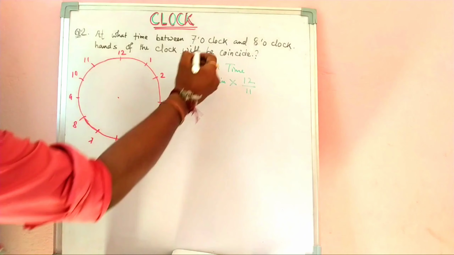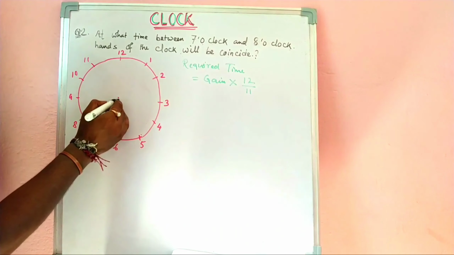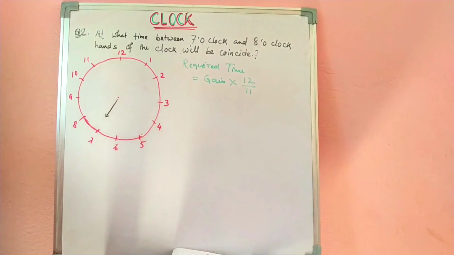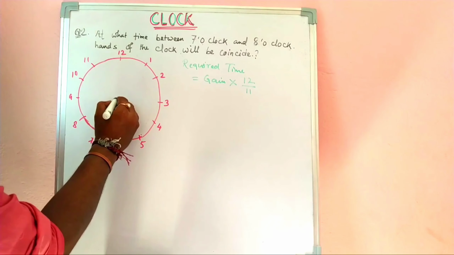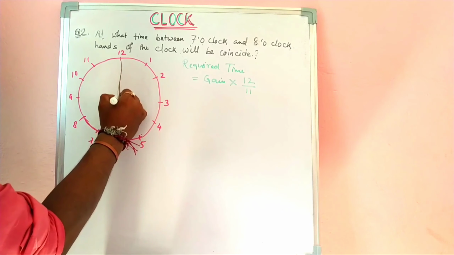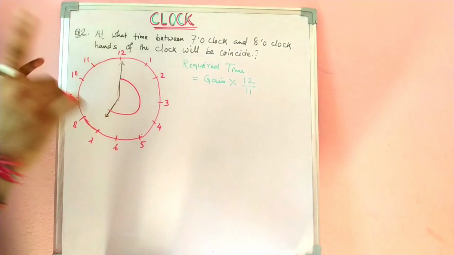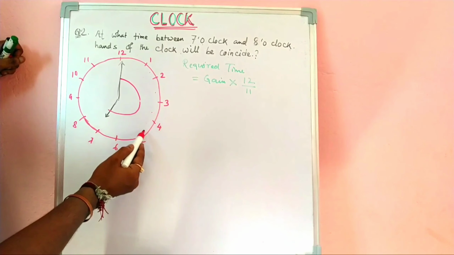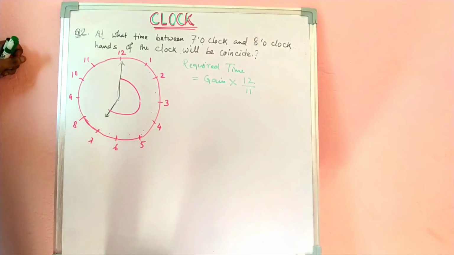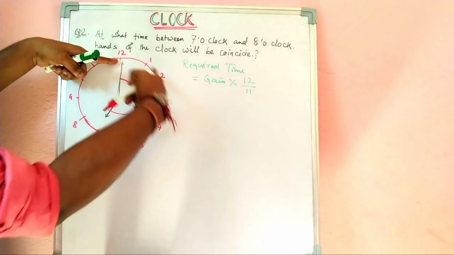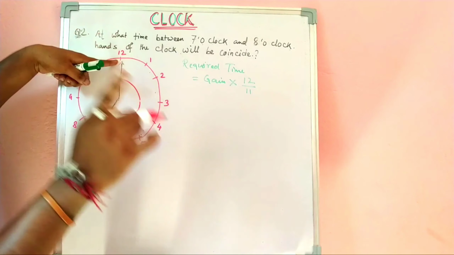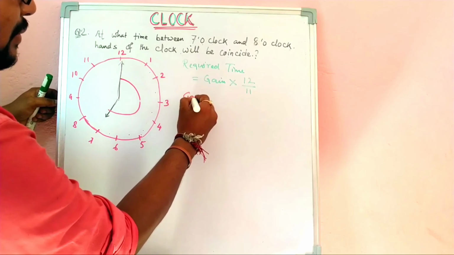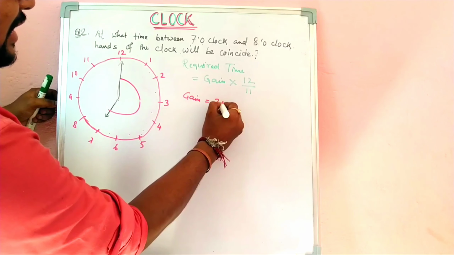So first of all, 7 o'clock means the hour hand is towards 7 and the minute hand is towards 12. From 12 to 7, how many minutes are completed? 5, 10, 15, 20, 25, 30, 35. So from 12 to 7 clockwise, 35 minutes are completed. Please keep it in your mind. So this is the gain. Here gain equals 35.